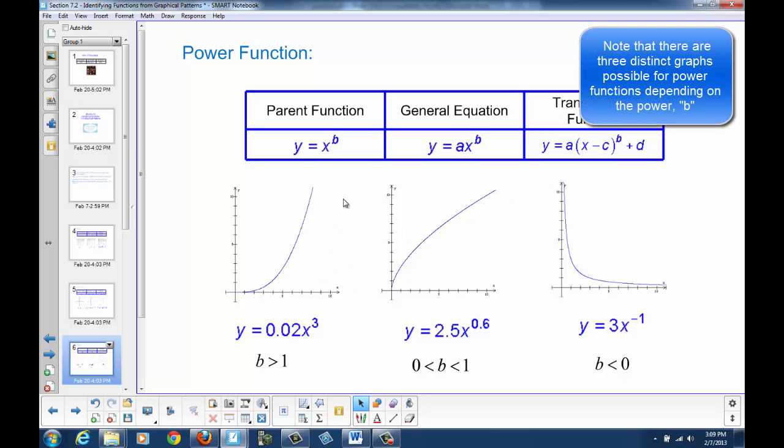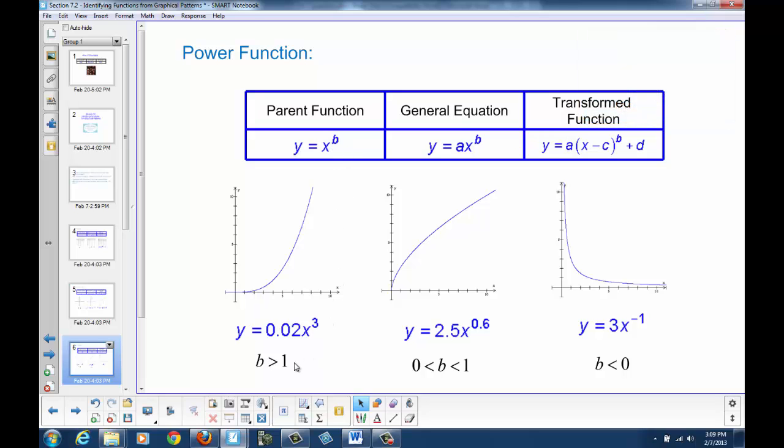We have three possible scenarios in a power function. We can have our power, our b value, be larger than 1, in which case our graph will go through the origin and increase with a concave upward shape, concave up. If our b value, here it's 0.6, is between 0 and 1, then our graph still increases as x increases, but the shape of the graph is now concave down instead of concave up. And again, the graph still goes through the origin.